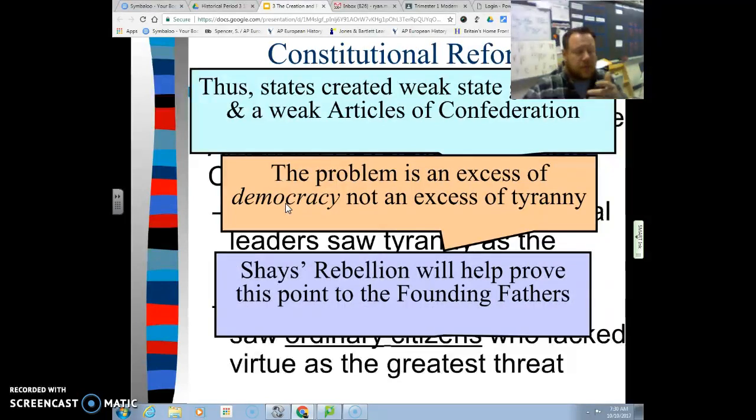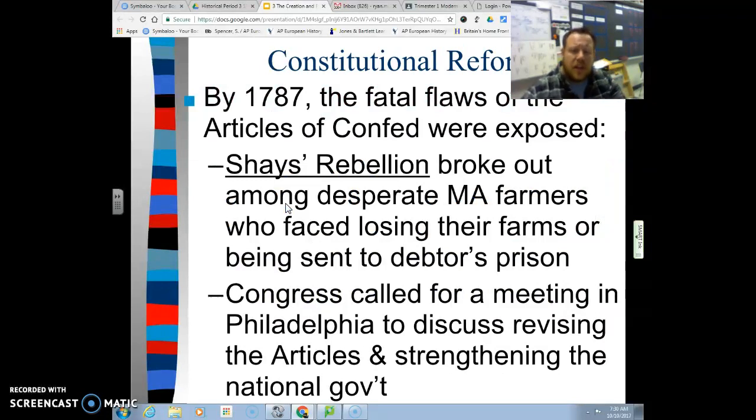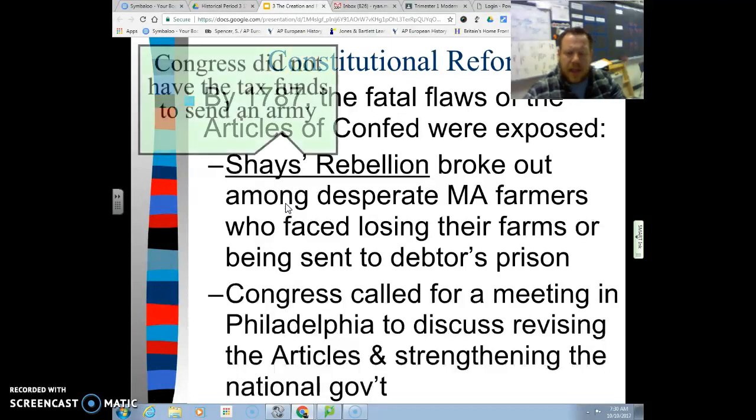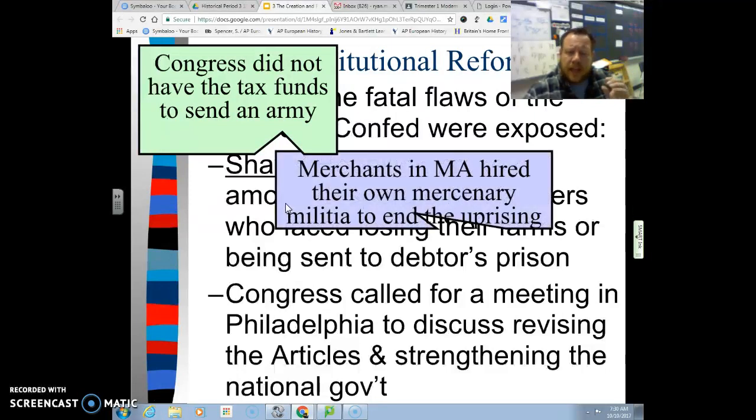And so Shays' Rebellion helps prove this point to a lot of guys like George Washington and James Madison, people who later write the Constitution. By 1787, everyone kind of knows the Articles of Confederation aren't working, right? With Shays' Rebellion happening, people losing their farms, debtors' prison, open rebellion in Massachusetts against courthouses, those kinds of things. Congress didn't send an army; it didn't have money for an army to put things down. In fact, merchants in Massachusetts had to hire their own mercenaries to end uprisings, because the militia couldn't even fight. That was a big problem in ending the uprising.